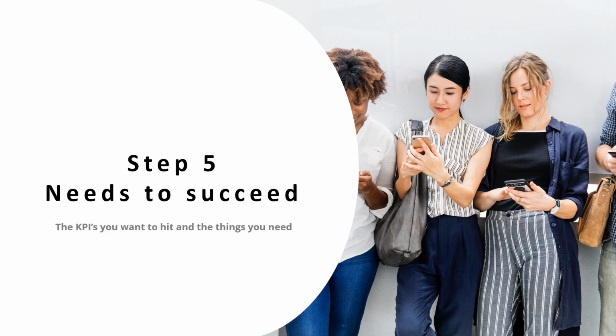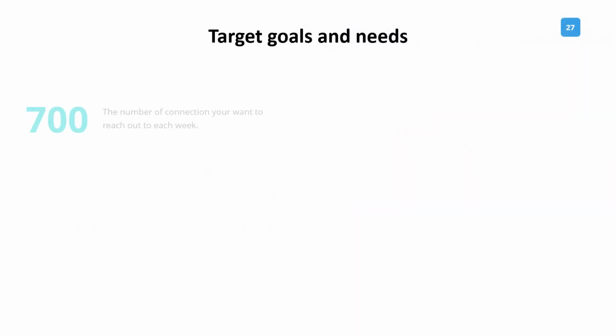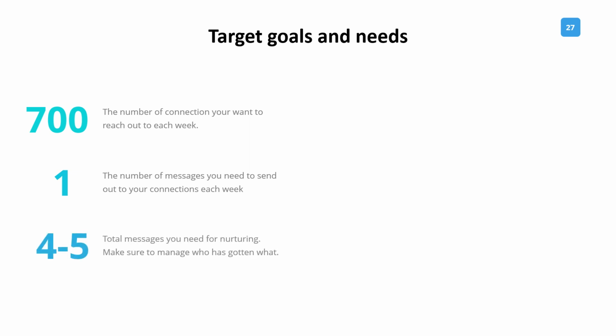Now let's start talking about, since we have all the building blocks together, what target numbers you want to hit, what KPIs you want to pay attention to, the things you really need to succeed. Number one, you want to be reaching out to 700 new connections per week. You want to at least make sure you message your connections once each week, or else you're going to sound like a ghost. You're going to be radio silent. You want to have 4 to 5 messages in your nurture sequence so that you have a line of messages for your new connections to hear. Once per day, you want to check your inbox, clean it out, reply to people. Make sure that you're staying on top of those conversations.